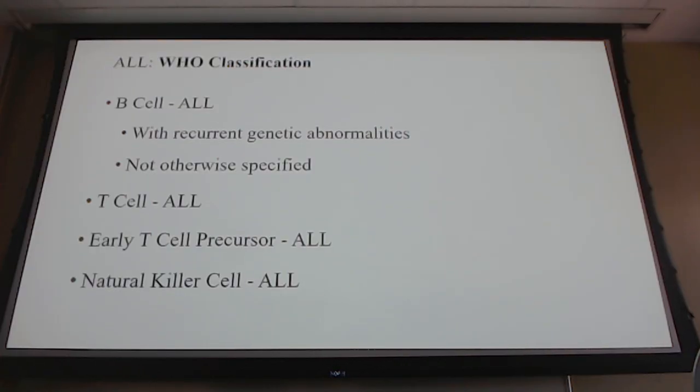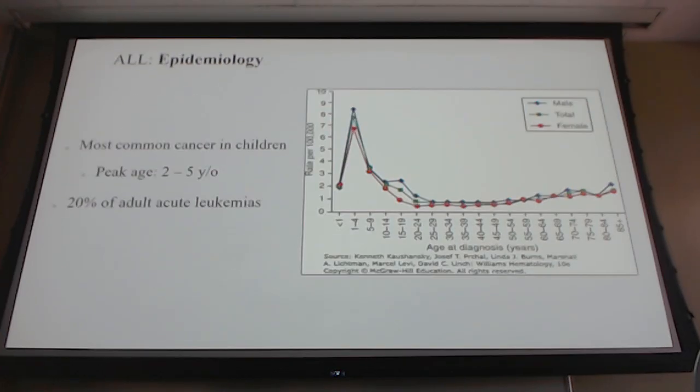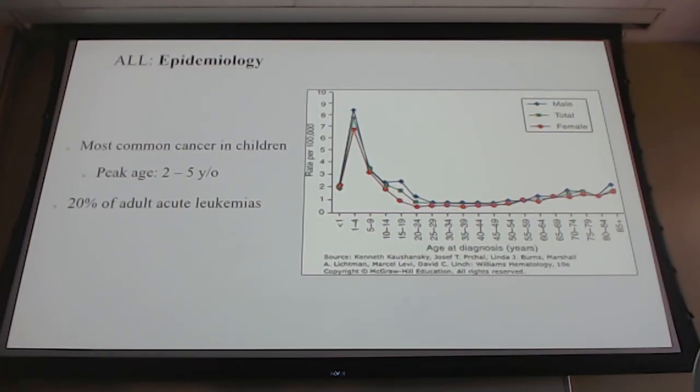Here's your heme classification. Look at B cell and T cell, know the difference between those, right? And then less likely are the early T cell and the natural killer cell types. Remember, AML was the exact opposite of this, right? AML peaked at 68, this is peaking at 2 to 5 years old, but it still makes up about 20% of adult acute leukemias. Remember, ALL is kids, AML is adults.